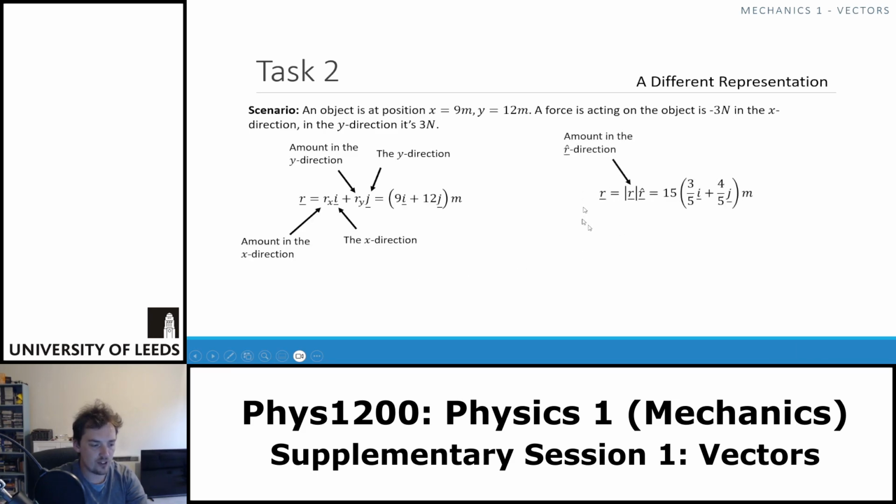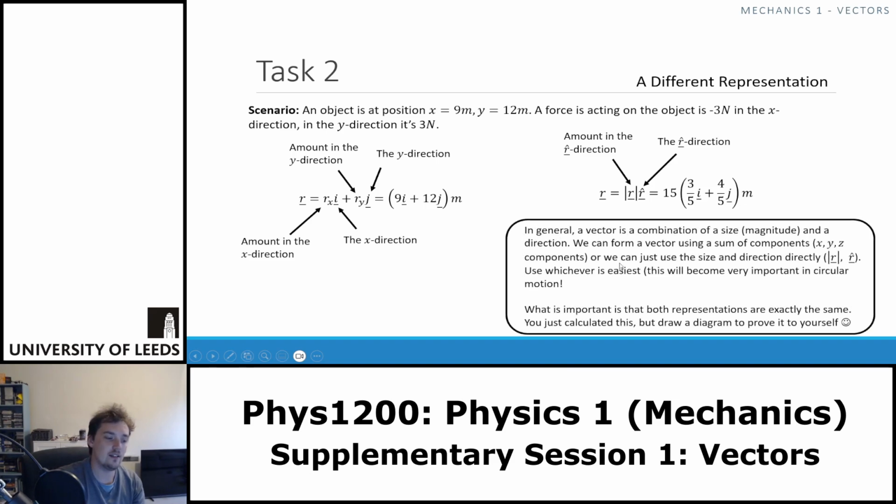So I can just represent a vector by an amount in that direction multiplied by the direction, which is 15 times 3 on 5 i, plus 4 on 5 j. Because that was the magnitude of this vector, and that's the unit vector. But see, if I take out a factor of 15 here, it's exactly the same. This representation and this representation are exactly the same. They're just different representations of the same vector. That's just the r hat direction. It's just an arbitrary direction.